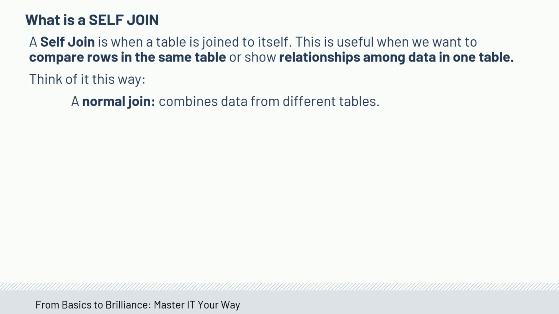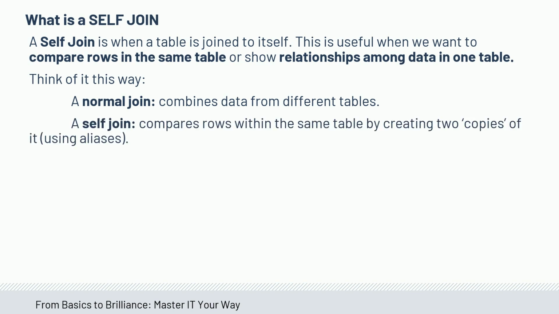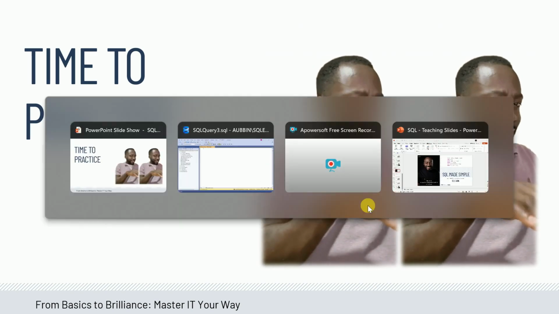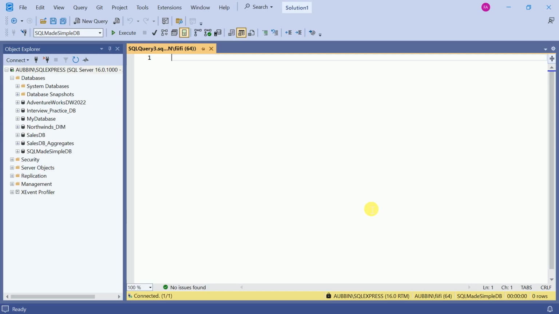Think of it this way: a normal join will usually combine data from different tables. But the self-join, on the other hand, compares rows within the same table by creating two copies, in quotes, of it using aliases. In order for us to understand this, we will head back into our SQL Express server to see how this can be demonstrated.